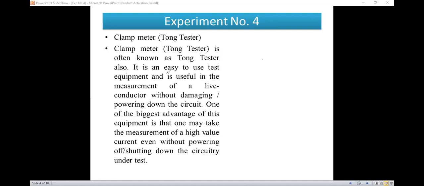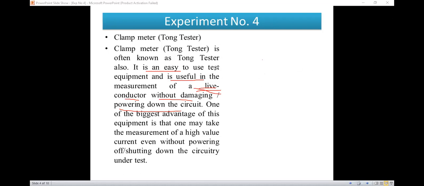That means we test that equipment, or we do the useful measurement, when that equipment is live, that means it is in running condition, or it may be a live conductor, without damaging or powering down the circuit. So no need to power off. Suppose there is a 3-phase motor, and we want to measure the current in each phase by using the clamp meter, and the motor is in running condition or live condition.